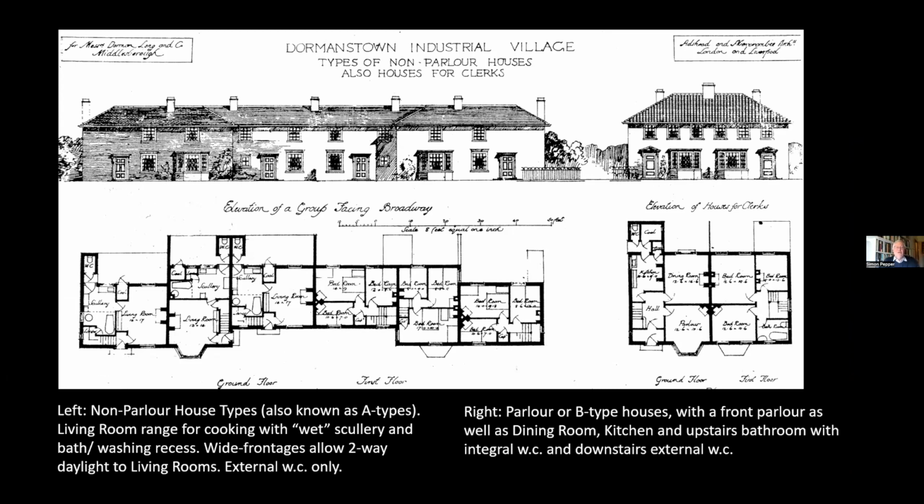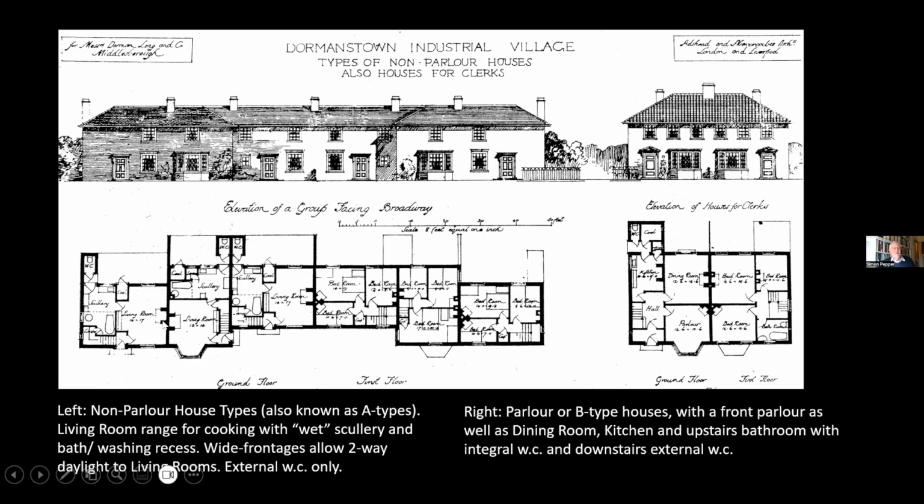When you look at the recording of this programme later, we'll study more closely the house types themselves. But we're looking here at examples taken from Dormanstown, showing the two principal low-rise housing types of the interwar years. The parlour or B-type houses on the right, which had two living rooms, a front parlour, a back dining room, and a rudimentary kitchen, with 3 bedrooms and a bathroom upstairs, versus the non-parlour houses, which had a single living room, which also served as a kitchen.